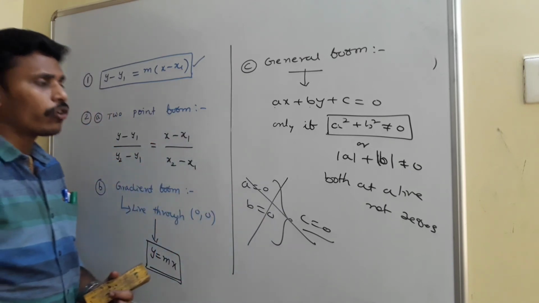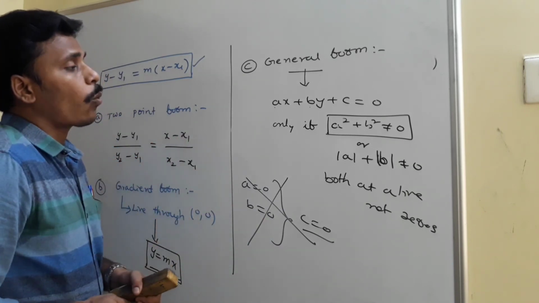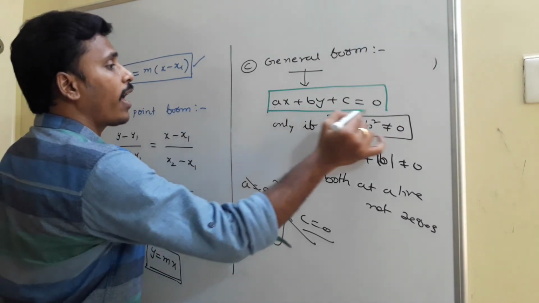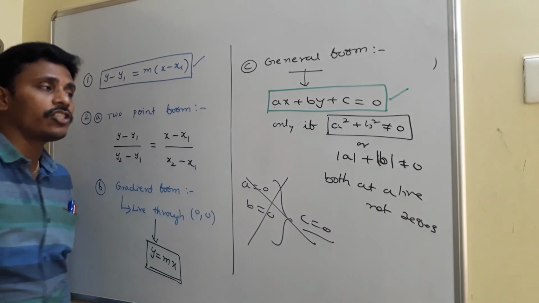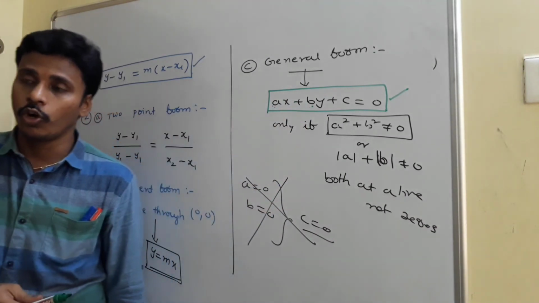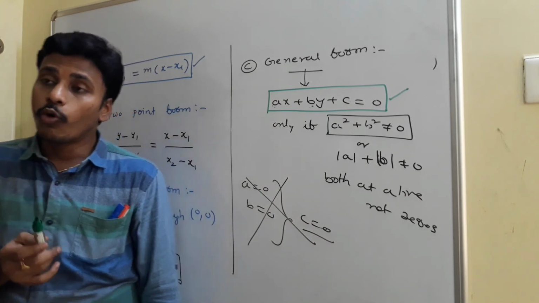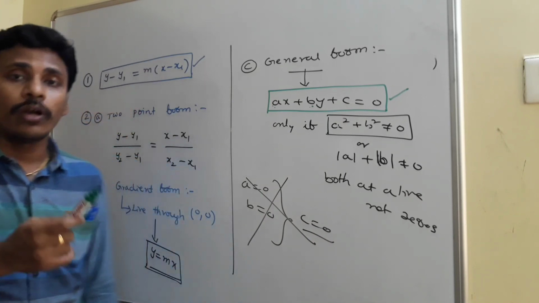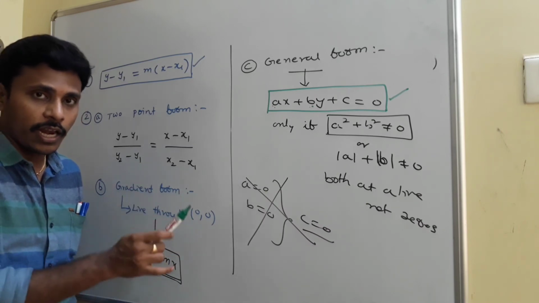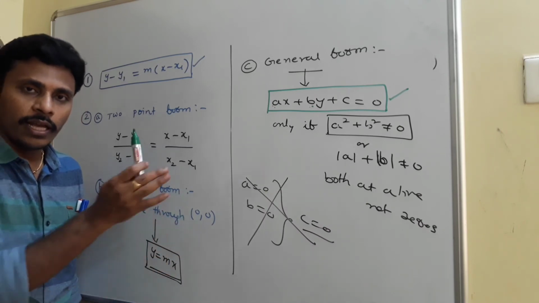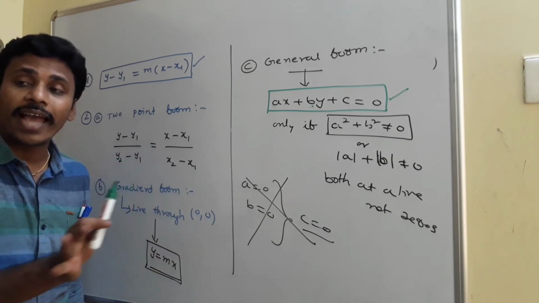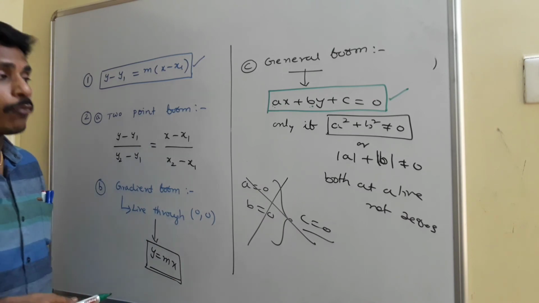What I am going to tell you is, this ax plus by plus c is equals to 0 is the general form of the line. And it is called the general form only if both a and b at a time not equals to 0. Once again I am repeating, both a and b at a time not equals to 0. That in the sense, a 0, b non-zero, acceptable. A non-zero, b 0, acceptable. A non-zero, b non-zero, acceptable. A 0, b 0, not acceptable.